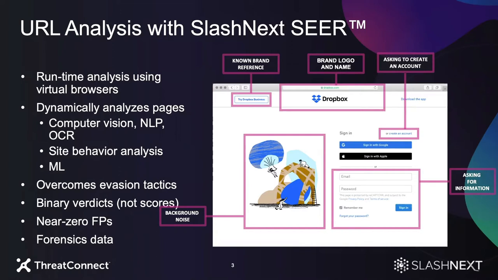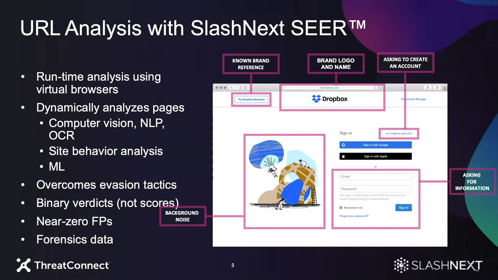With URL analysis with SlashNext, when the URL is passed up from the ThreatConnect playbook to the system, it's actually firing off a browser up in the cloud and dynamically inspecting the page contents. It's using computer vision together with natural language processing and lexical analysis to understand what's going on. It's using OCR to lift the text out of images, which is a common phishing tactic to evade other security controls. If there are forms present on the page, you can enter dummy credentials and really interact with the site.